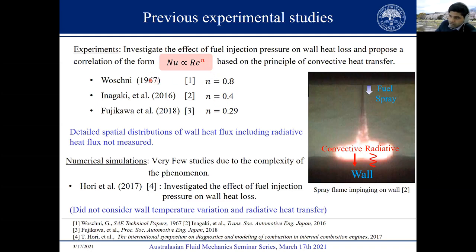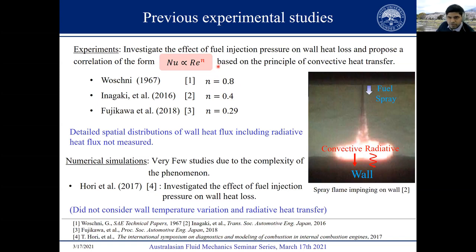One of the very first works was by a researcher called Woschni. What Woschni did was apply the analogy of non-reacting turbulent flow in pipes to the flow inside these IC engines, and he reported a correlation like this where the value of n was 0.8. But the issue is that it has not been verified whether this correlation is applicable during the combustion period of a CI engine.